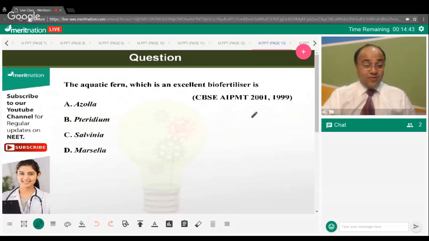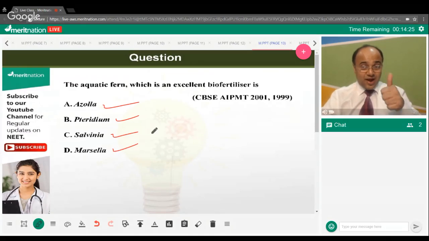An aquatic fern, which is an excellent biofertilizer, is. Let's focus here, Srivastav Mridul. Is it Azolla? Is it Pteridium, Sylvania, or Marsilea? Yes, Akanksha, you are right. The correct answer is option A. We are making it quick.